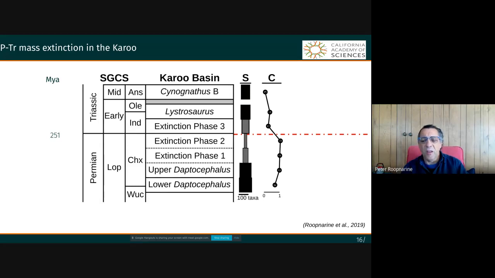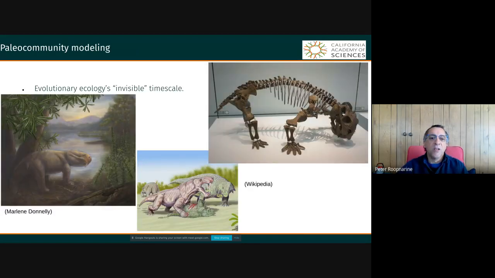Phase two, we now know, is a little bit less dramatic, based on data we've been working on since January this year, so I need to redraw this figure. Phase three is a second very, very dramatic event. It's also a time when, even though we have a lot of extinction in the last phase, we also have our first glimpses of recovery of biodiversity. The Lystrosaurus community is a dramatic increase in diversity, and you could think of it as a first stage of recovery, but as I'll explain later, that later Cynognathus B zone is when we think recovery actually occurred.